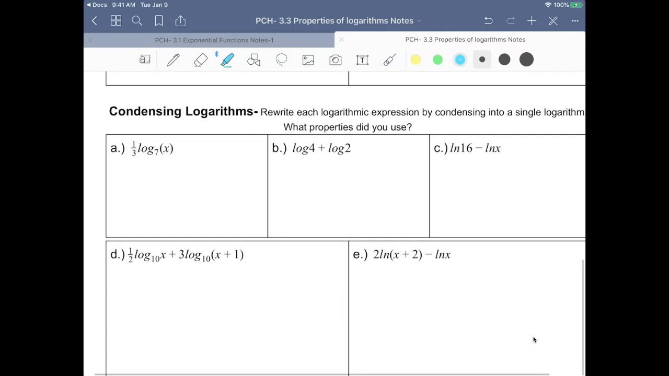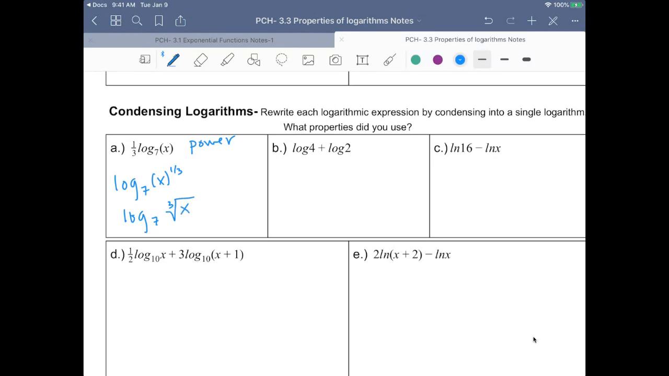Last examples, here we go. So this time we're going to condense, we're going to work backwards. So first backwards property is the power property. This is log base 7 of x to the 1/3 power, or log base 7 of the cube root of x. Next, I recognize this as the product property. My factors are 4 and 2. We have the same bases, so we can condense. This is log base 10 of 4 times 2, which is log base 10 of 8.